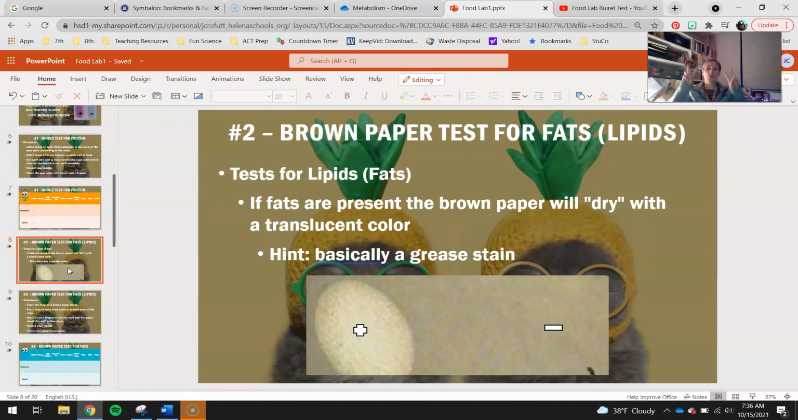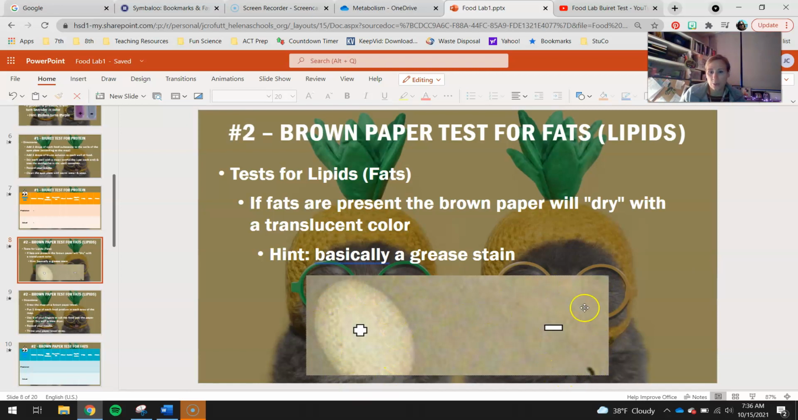All right, number 2 is the brown paper test for fats. So lipids are fats. If fats are present, the brown paper will dry with a translucent color. Basically, you're going to have a grease stain on your paper towel. So you guys can see this is what a positive test would look like.